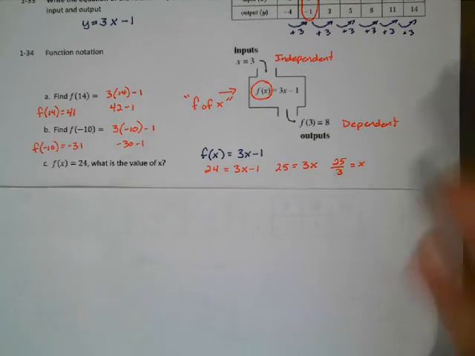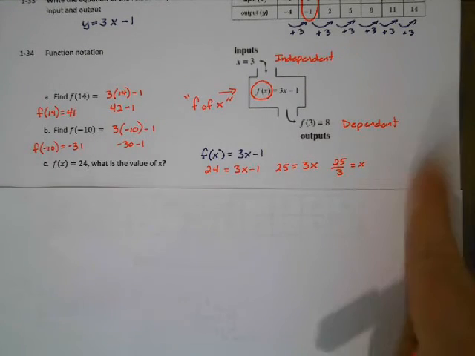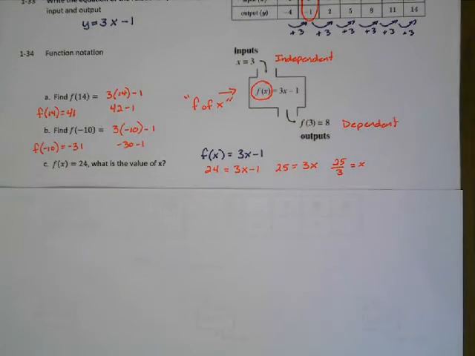So you can just leave it like that. I would prefer if you leave it like that, but if you wanted to plug it into your calculator and see what 25 divided by 3 was, you would get like, what's that, 8.3 repeating or so? But it's just better to leave it as a fraction here. So our x value would be 25 over 3.